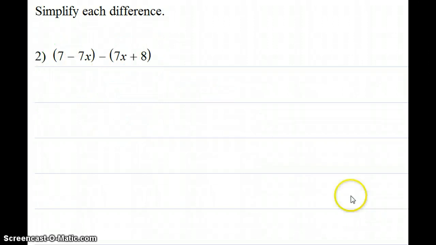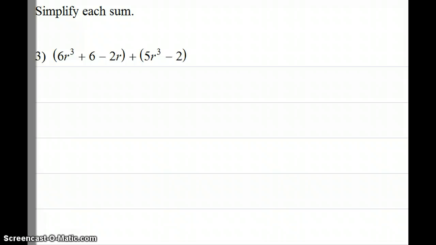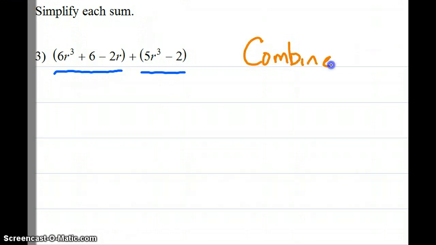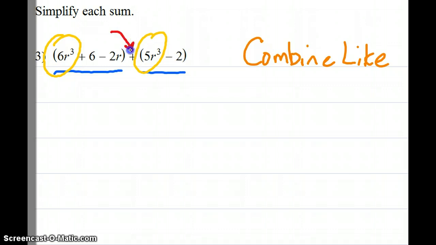So when we're looking at polynomials, again, as we get into what's called a trinomial plus a binomial, if we're adding, our rules are still just combine like terms. And like terms are terms that look alike. So again, I'll use my color scheme. This r cubed looks like this r cubed. I'm a careful reader, and I notice that this is a plus, so I'm going to combine these. So 6r cubed and 5r cubed will be 11r cubed.